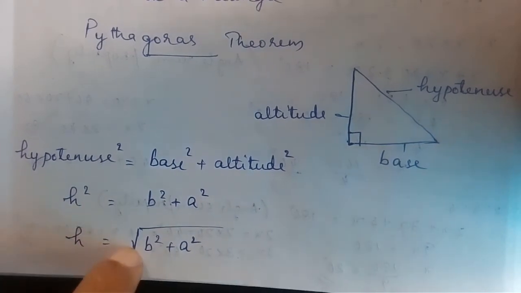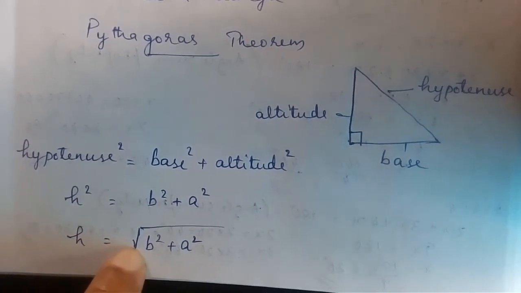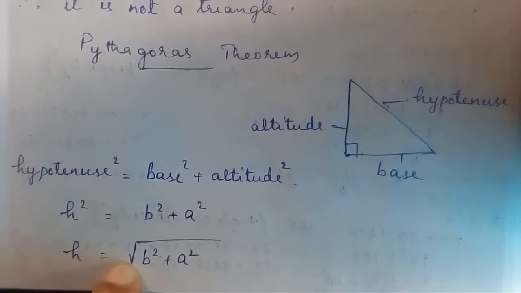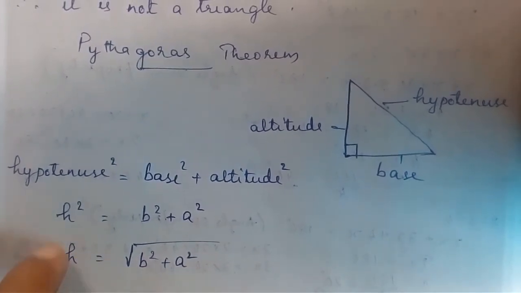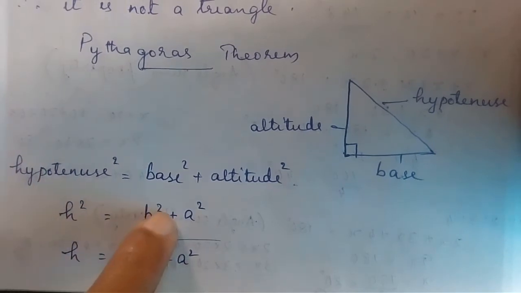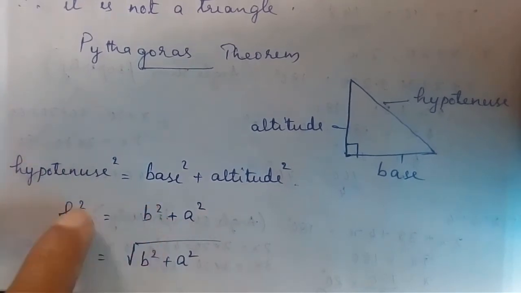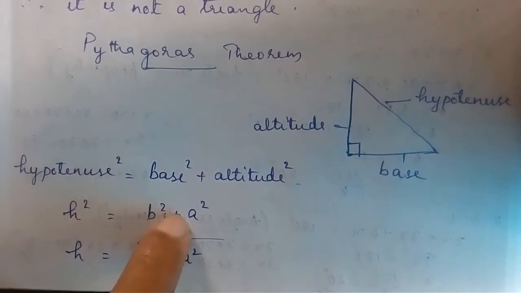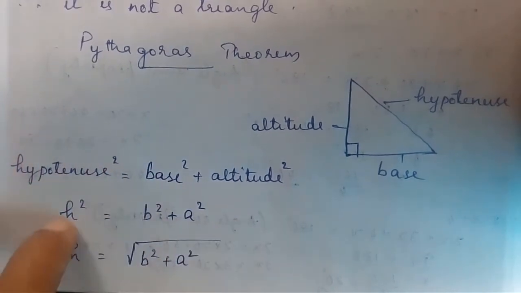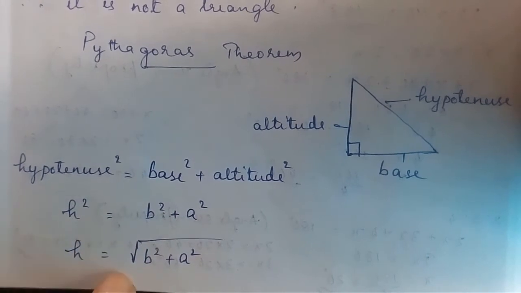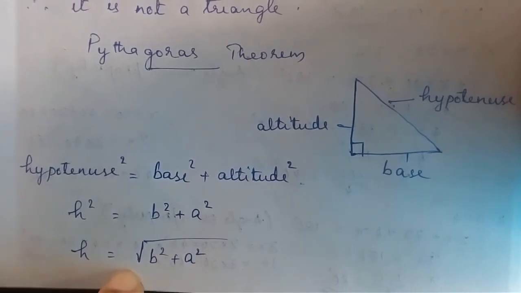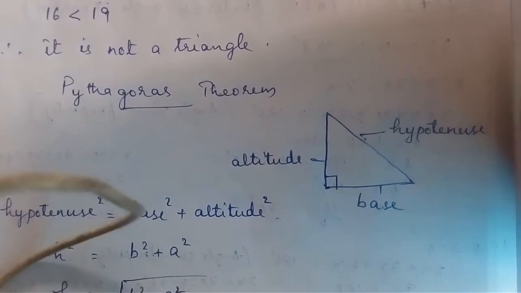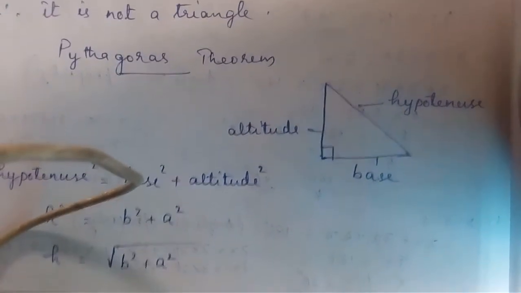So we have to study what this root is. We will read this symbol as square root of. Here you can see we have studied the exponents, so the power 2 is coming here: h square, b square, a square. To remove this power 2, we take the square root on both sides. That is why square root of h square we can consider as h.